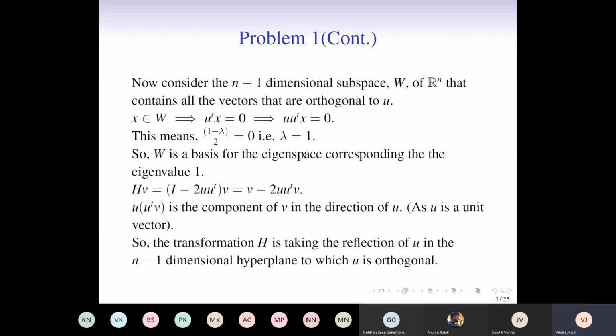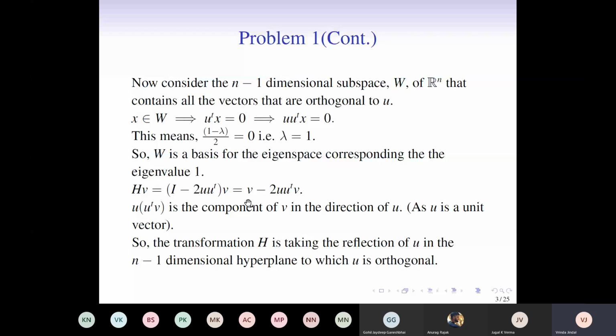Like in 3 dimensions, it is very easy to visualize this. If the total space is 3-dimensional, a plane is 2-dimensional. But if we have n dimensions, though it's not very easy to visualize, the space that is orthogonal to u is called a hyperplane.